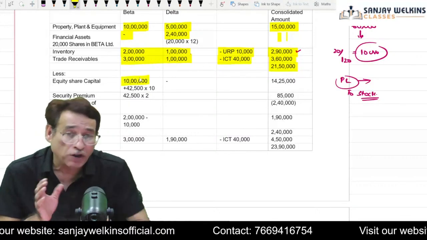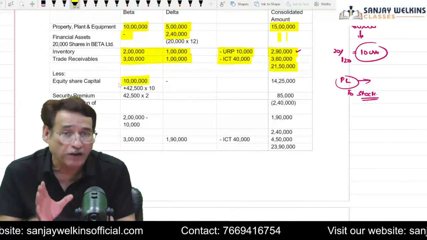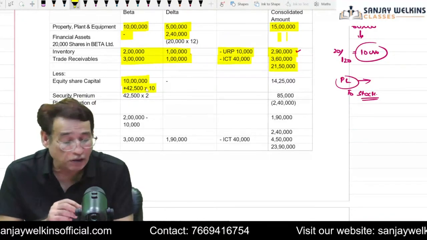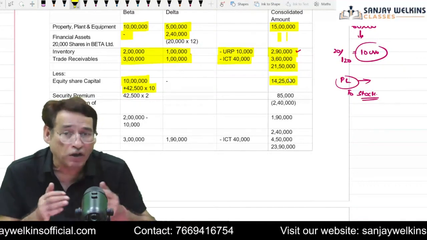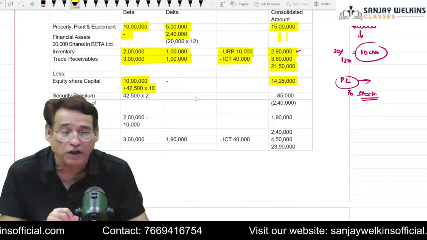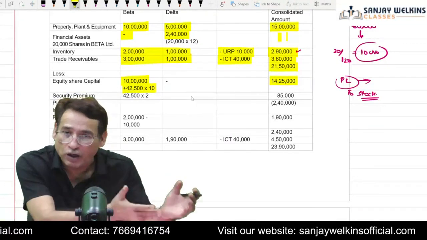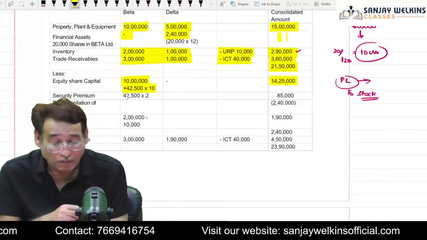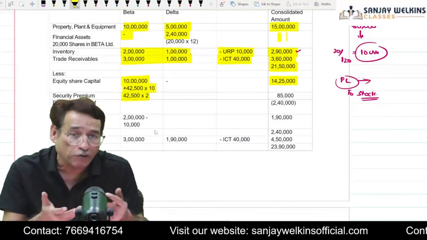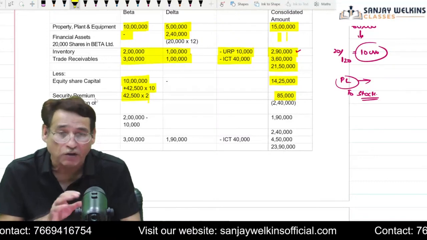Now, our own share capital is 10,00,000 and we have issued 42,500 shares. We will write here face value. So our share capital will increase and total share capital in the consolidated balance sheet will be of this much. Remember one thing, while preparing the consolidated balance sheet, we never write the share capital of the other entity because we are not taking over their share capital. Because we are issuing 42,500 shares of 10 each at the rate of 12, that means at rupees 2 premium, I will write also 85,000 security premium.